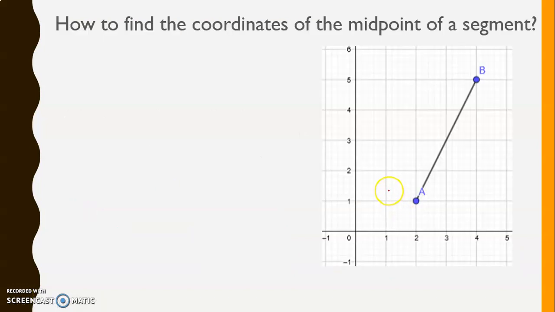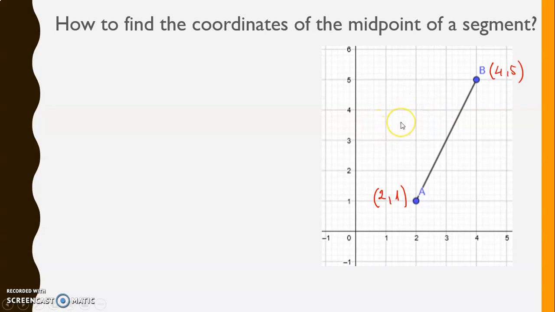So let's go ahead and see how we can find the coordinates of the midpoint by using this graphical representation. We have 2 points A and B. The coordinates of point A are (2, 1). The coordinates of point B are (4, 5), as can be observed from the picture.